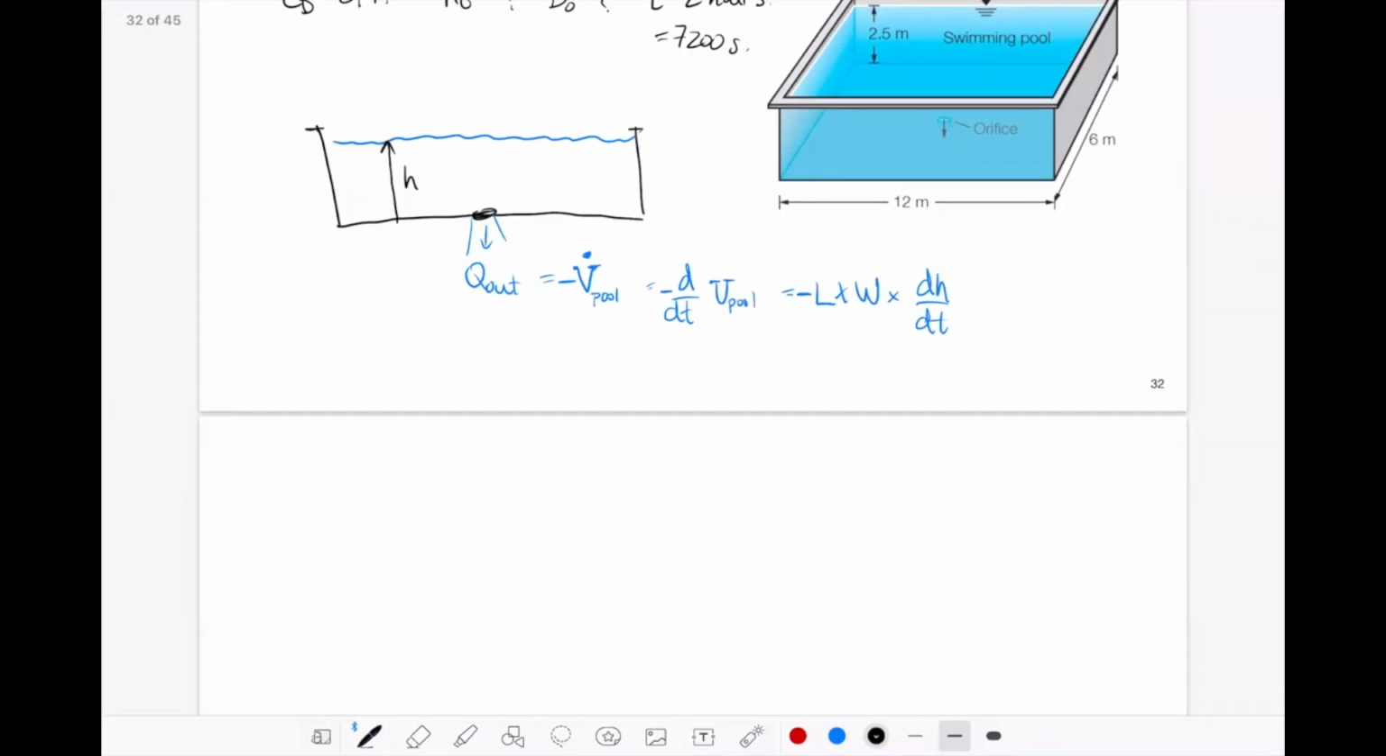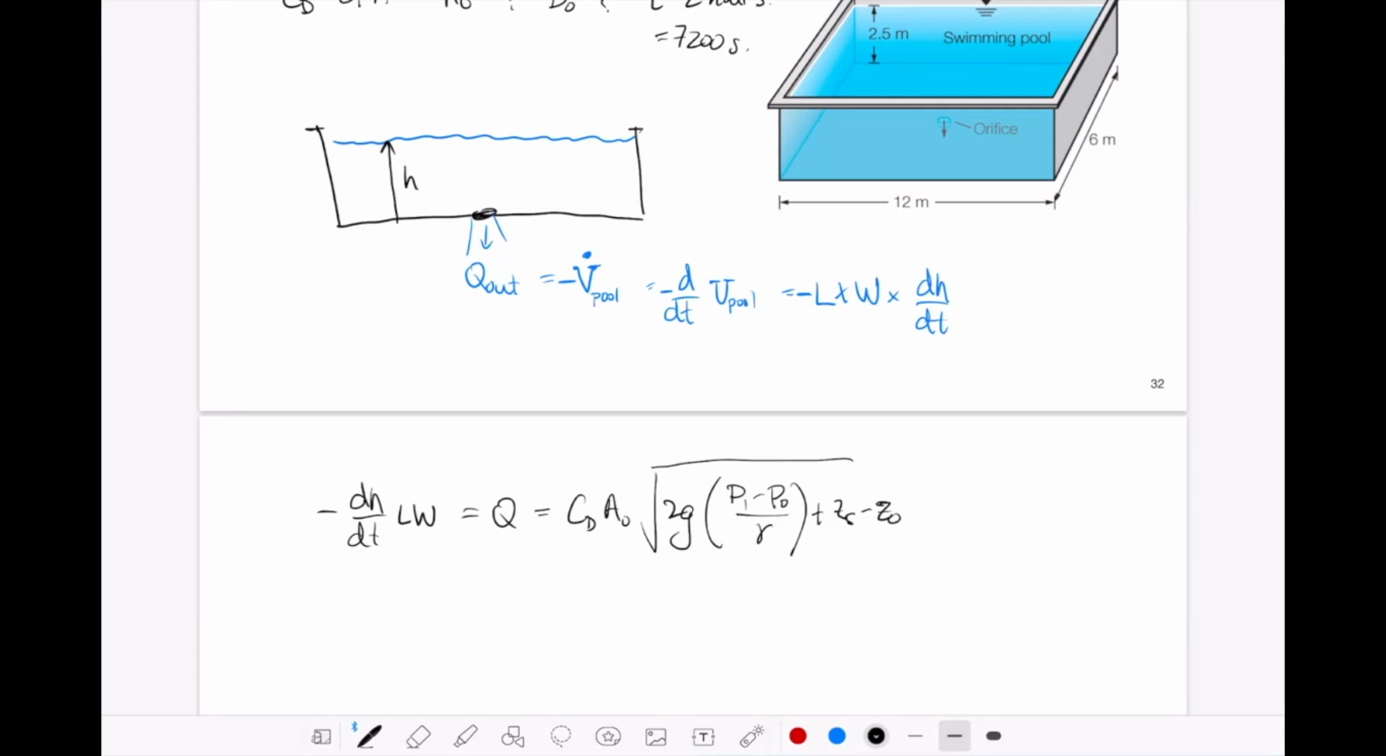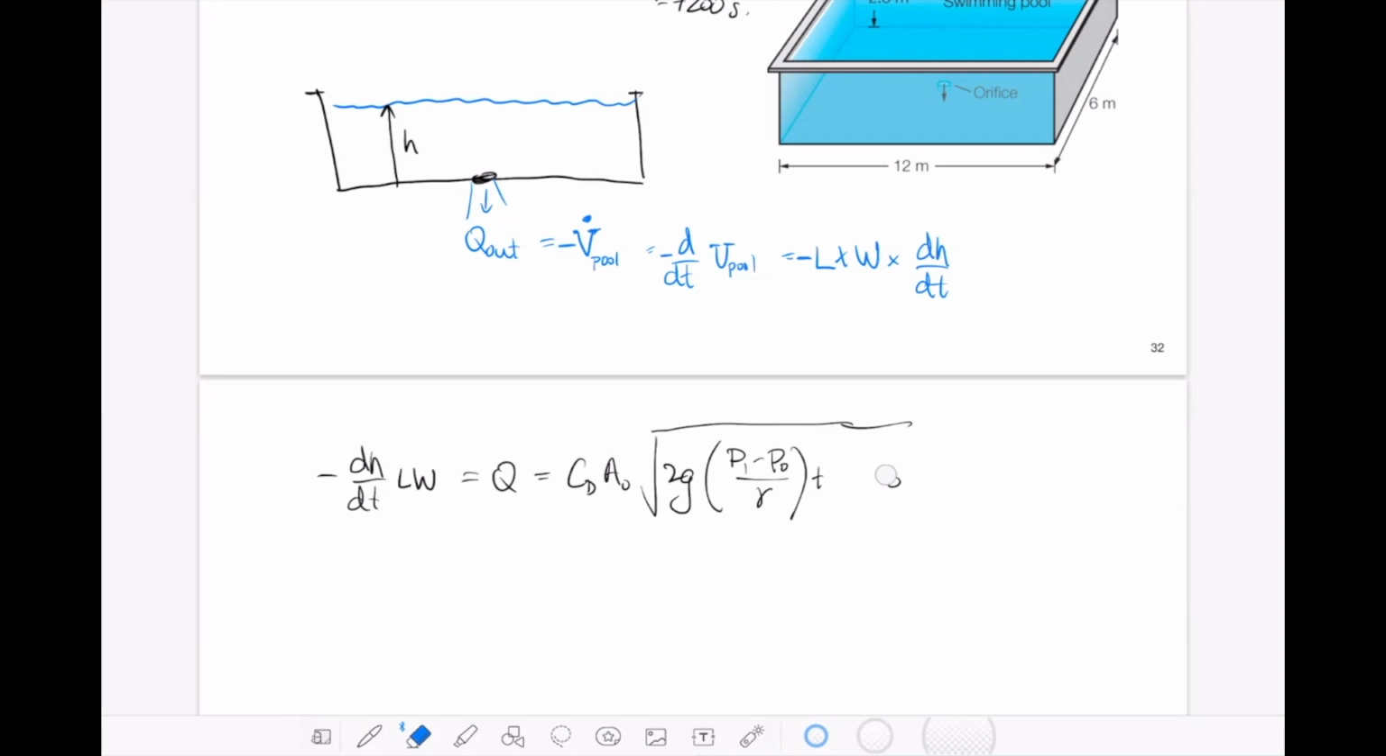So let's write our equations. We have negative dh dt times length times width is equal to Q, which is equal to CD times A0 times the square root of 2g times (P1 minus P0) over gamma plus Z1 minus Z0. So this is our equation we're trying to solve.